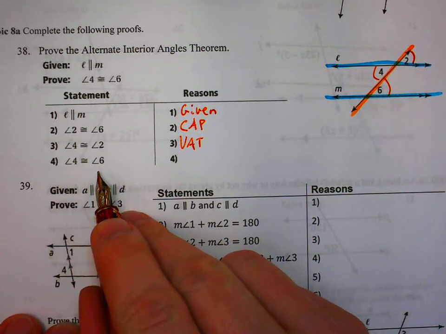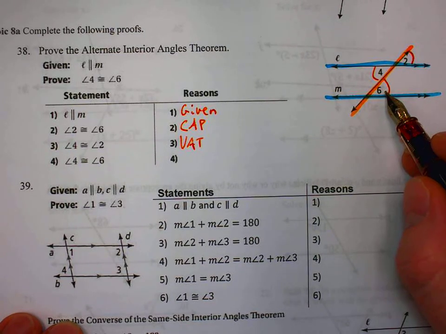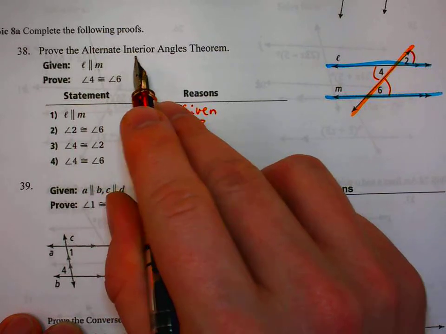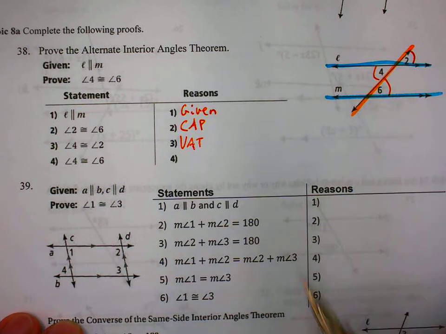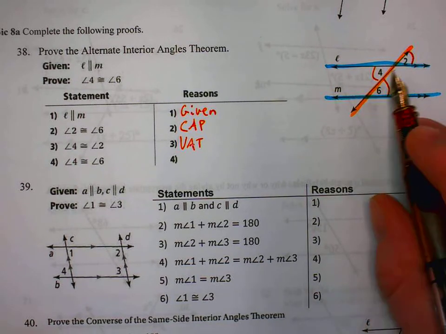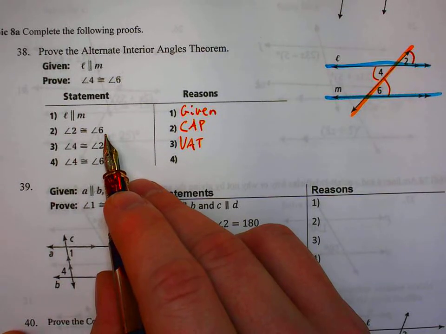Finally, we have angle 4 is congruent to angle 6. If I look at my picture, I might say angle 4 and angle 6 are alternate interior. However, I'm not allowed to say alternate interior because that's the theorem I'm trying to prove. In general, a good strategy is look at your picture first. If something in the picture obviously tells you what the relationship is between two things, use it. If not, you go back to your proof and look at the previous statements.